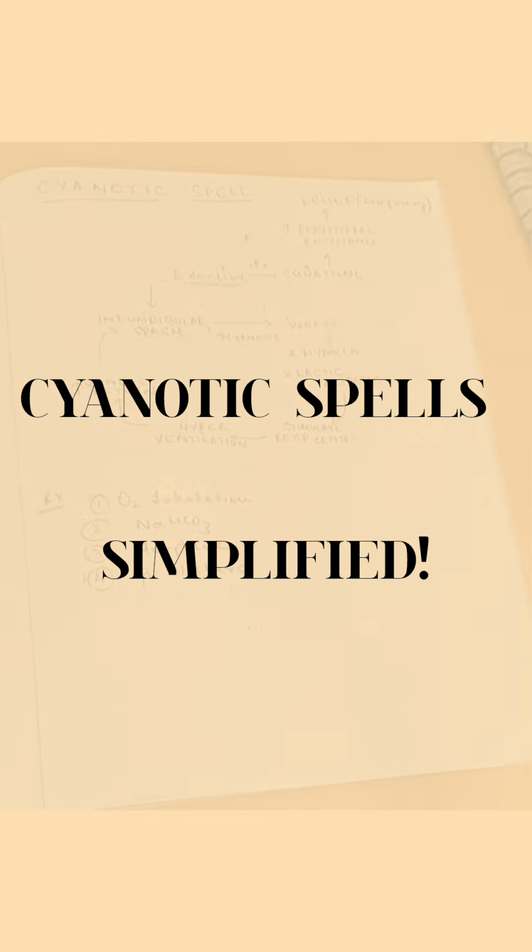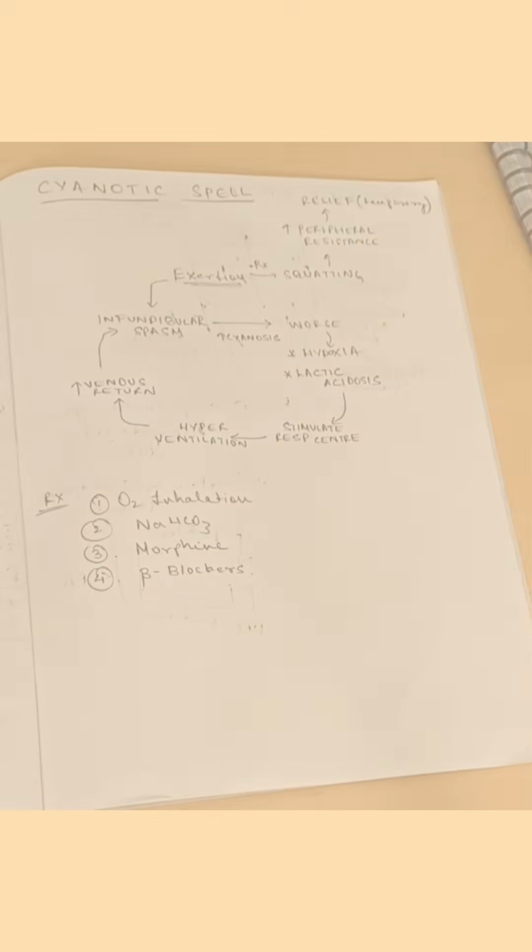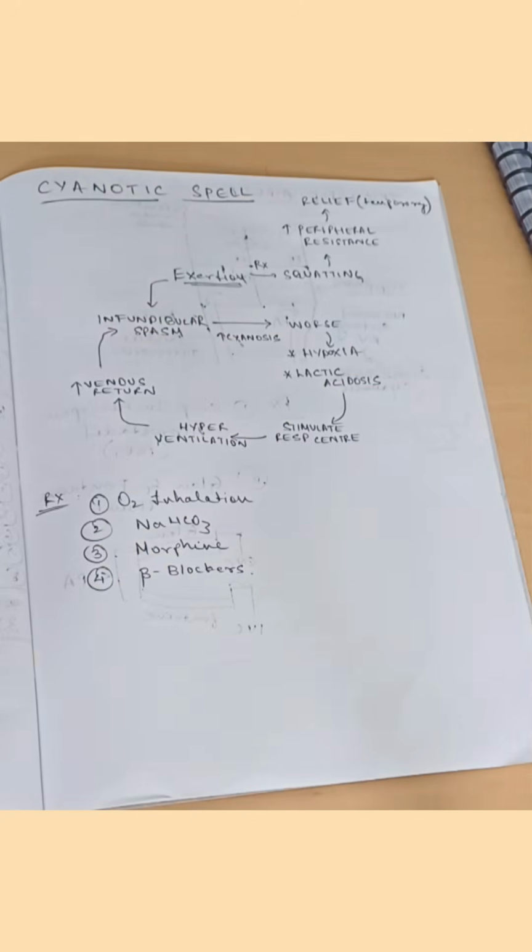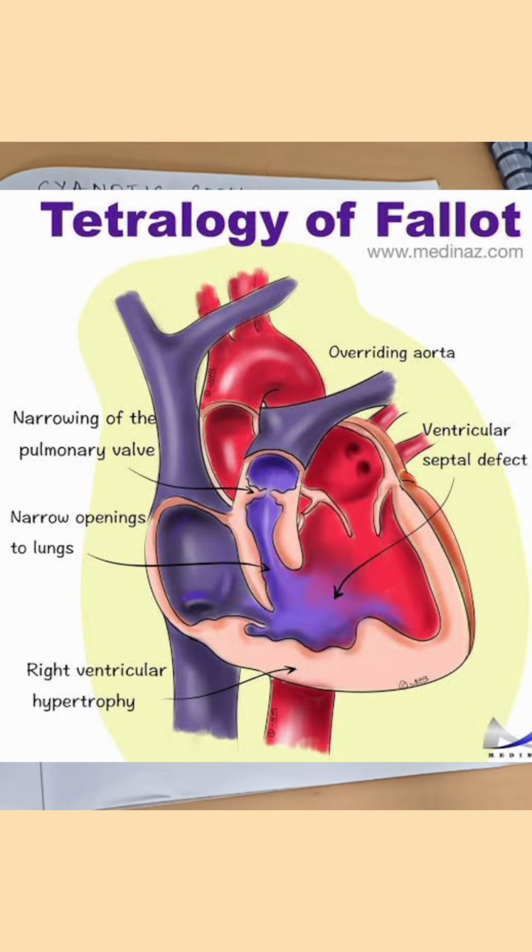So let's try to understand cyanotic spells occurring in tetralogy of Fallot with the help of this really simple flowchart here, and it's going to become really simple after this, trust me. So in the previous video we have seen that the main problem in tetralogy of Fallot is a cyanosis that is occurring because of a stenosed infundibulum, which is the starting part of the pulmonary artery.